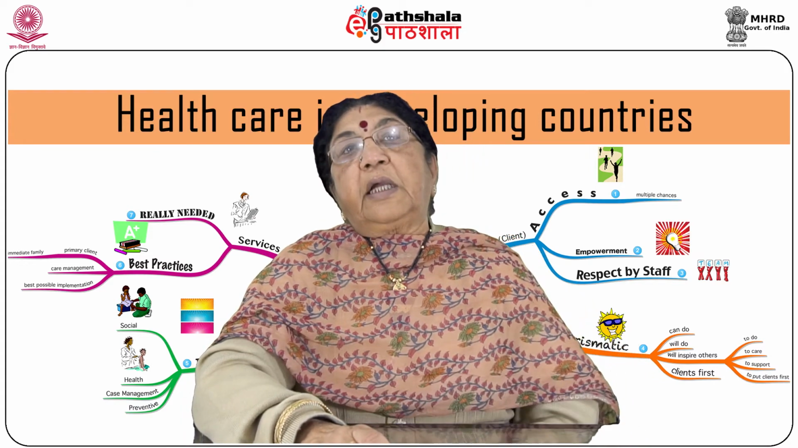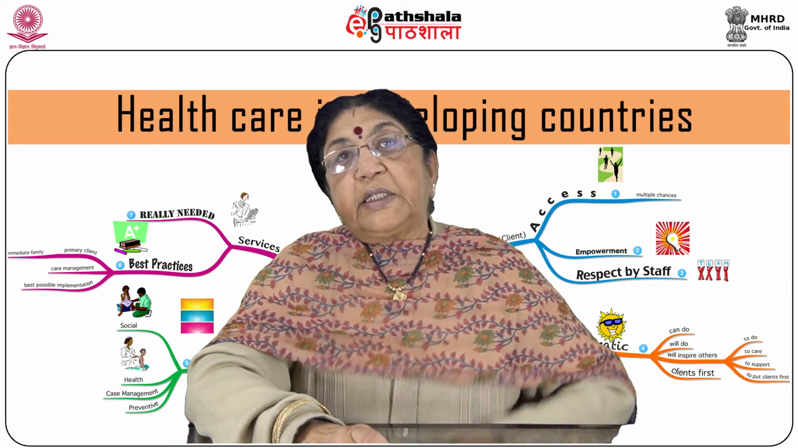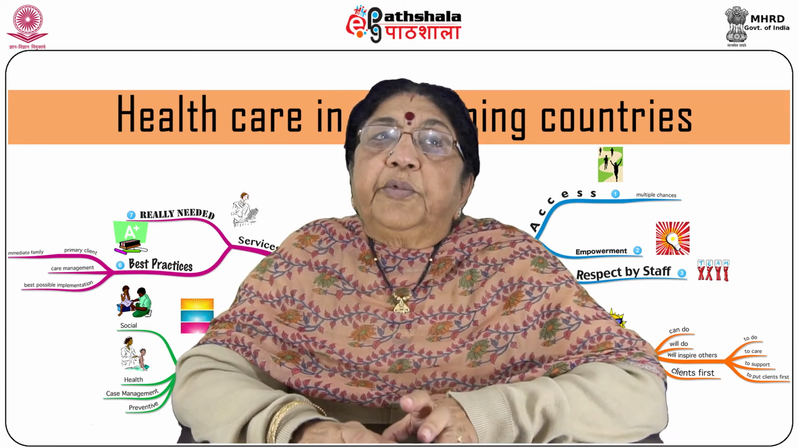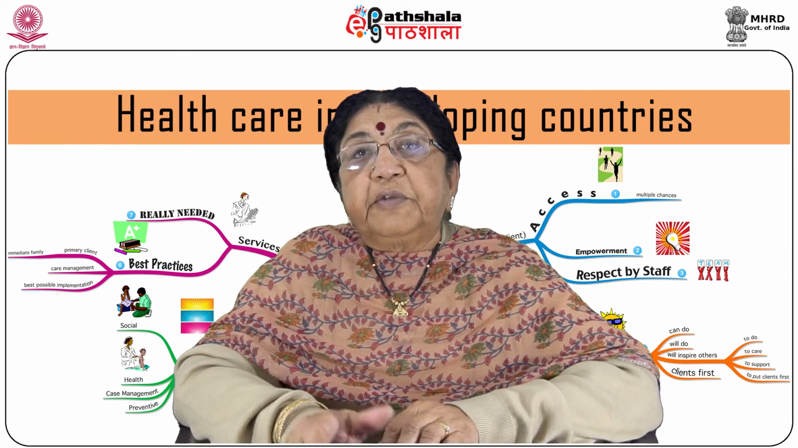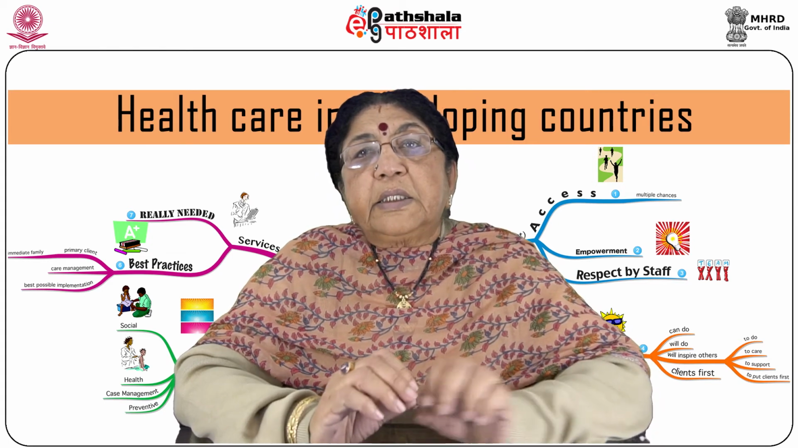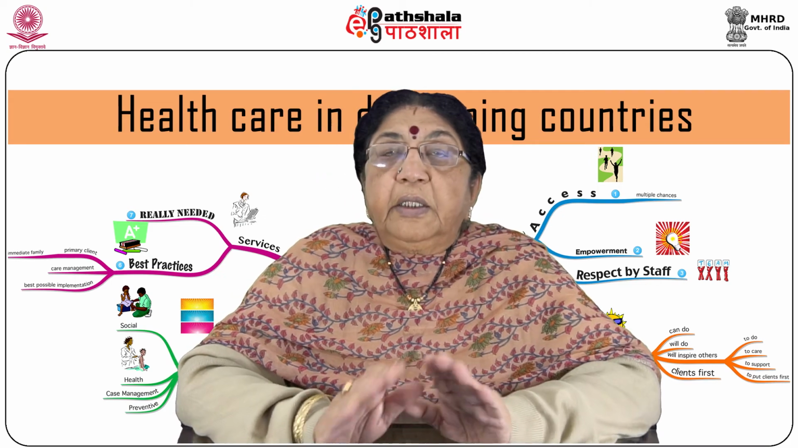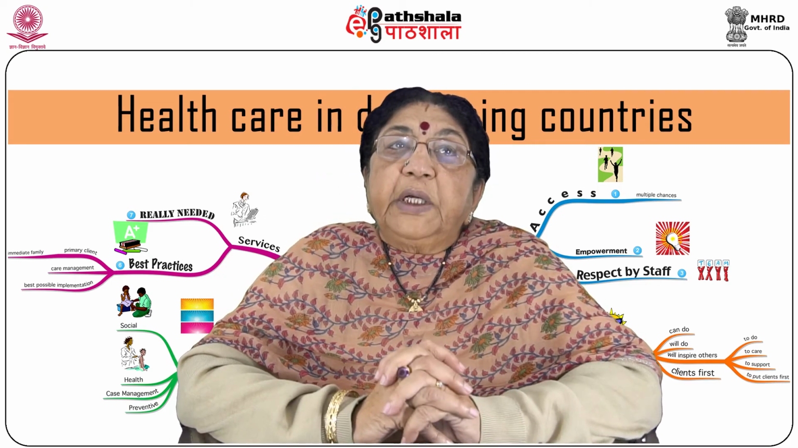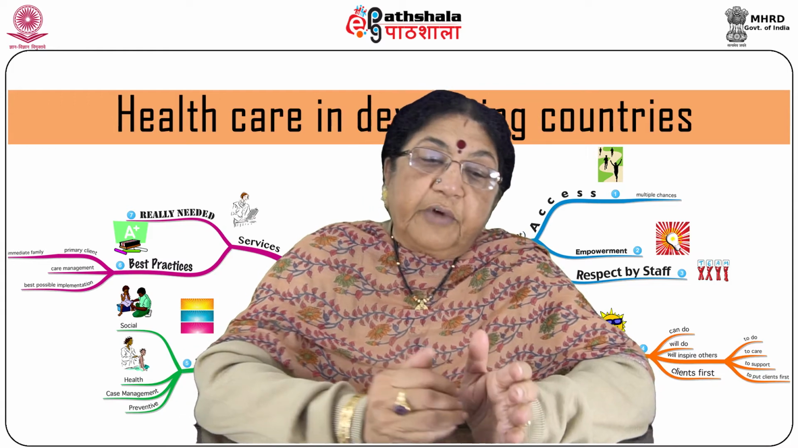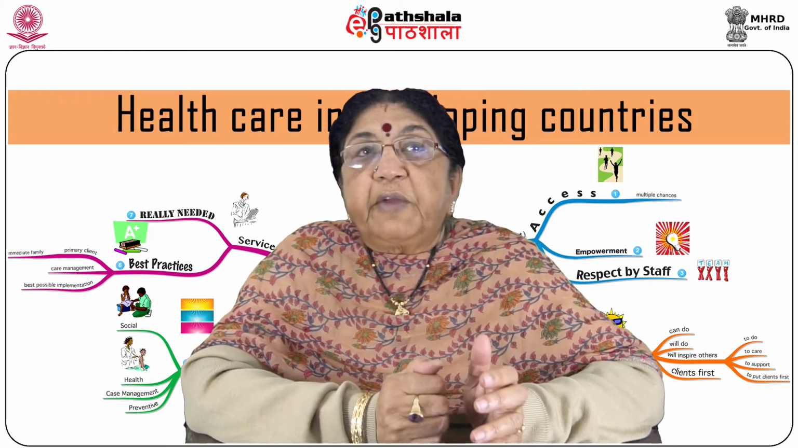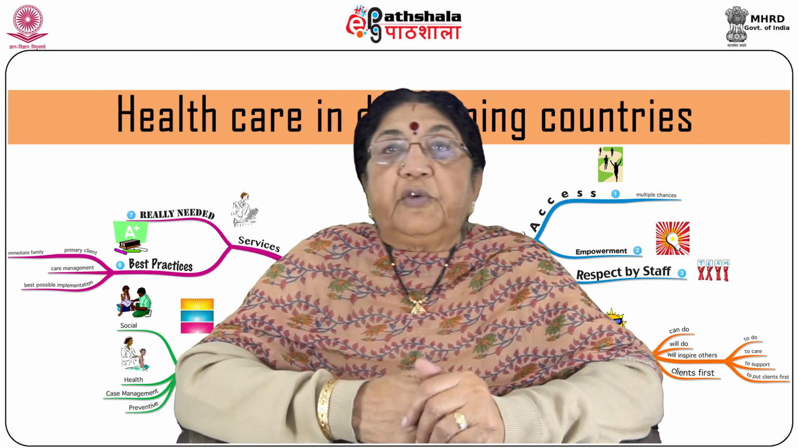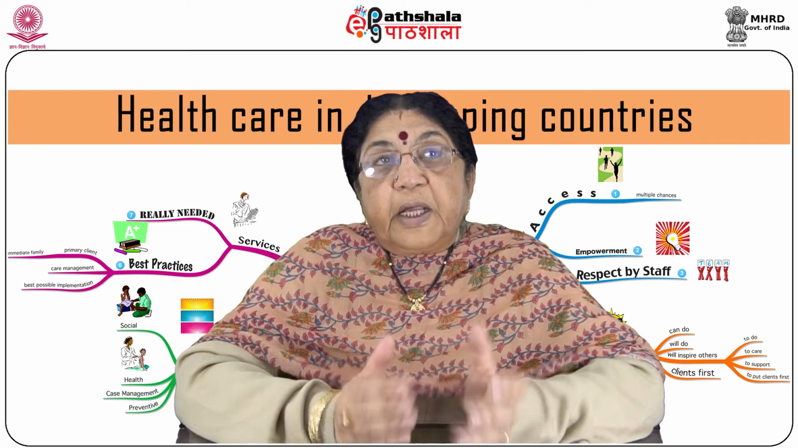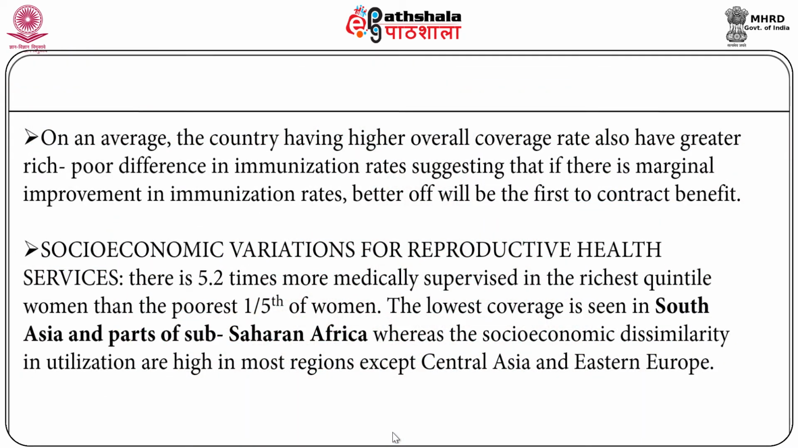On average, countries having higher overall coverage rates also have a very big rich-poor difference in immunization rates. Another important factor is that, seen through the years, there has been only a marginal improvement in immunization rates, which have come up from acceptance of say 25-30% to about 70-80% now, still not 100%. And the faster they do so, they will be the first to contract the benefit.